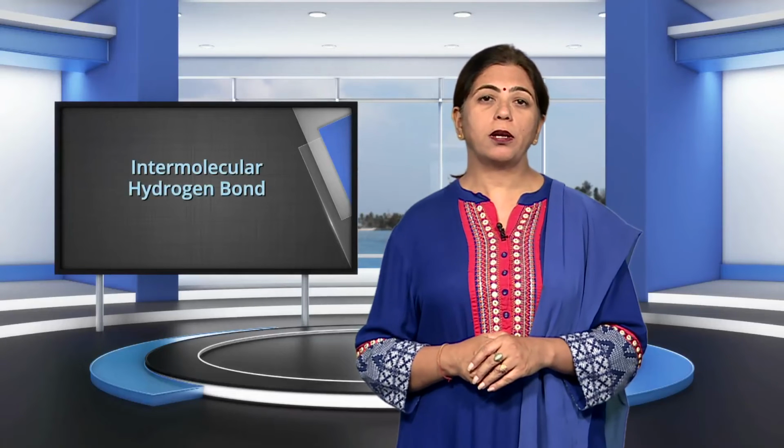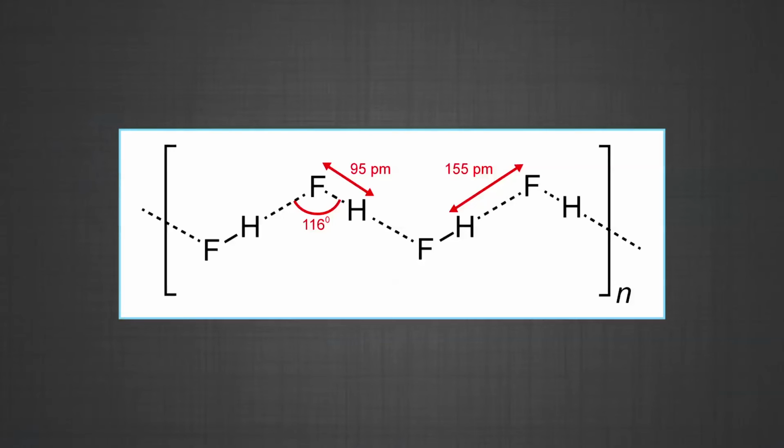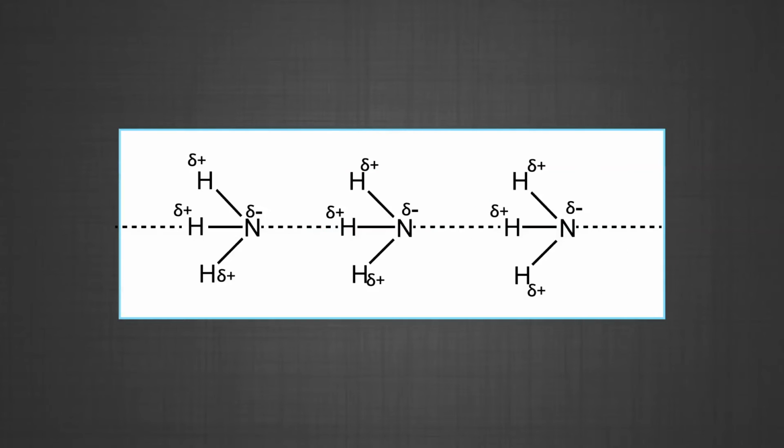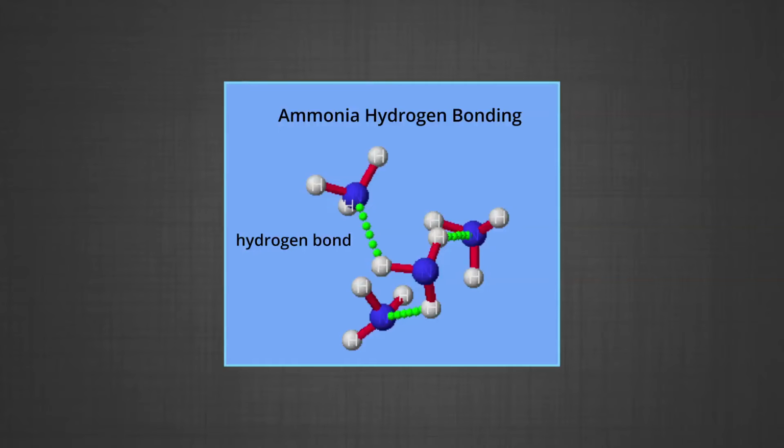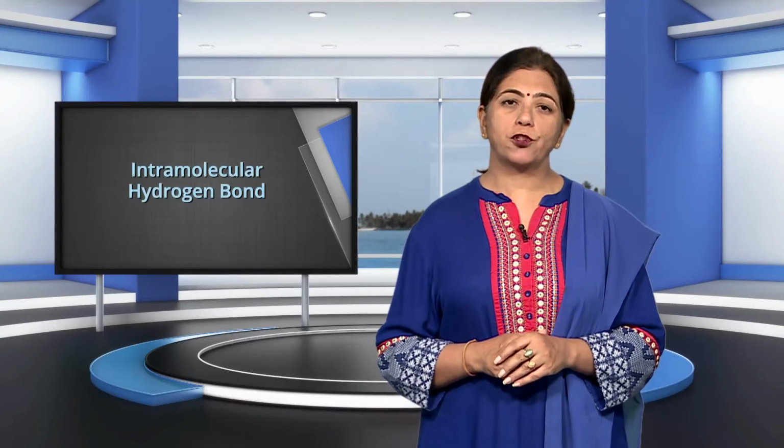The intermolecular hydrogen bond is formed between two different molecules of the same or different compounds. For example, hydrogen bonding in the case of the HF molecule, alcohol or water molecules, etc., is intermolecular hydrogen bonding. You can see the structures on the screen. Intramolecular hydrogen bond.